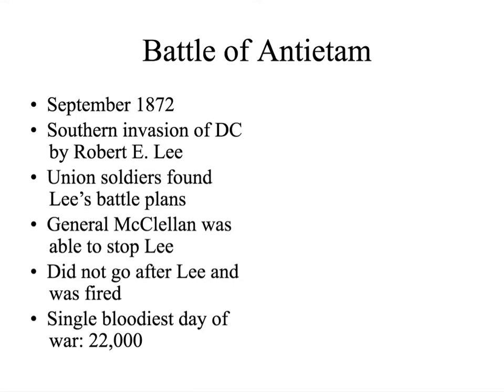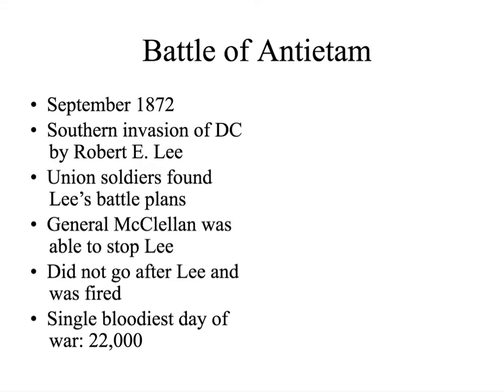Then, like we said, on his way in September of 1862, I should say, it's the southern invasion of D.C. by Robert E. Lee. Union soldiers had found Lee's battle plans. And again, we will, in class, go through the battles. But I just wanted to give you guys sort of an order, right, of the battles.